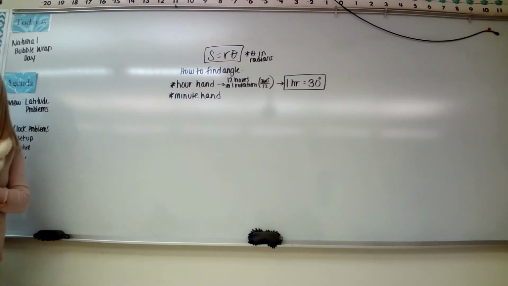That says 360 over 12. 360 over 12, because there's 12 hours in one rotation, so 1 hour is 30 degrees.